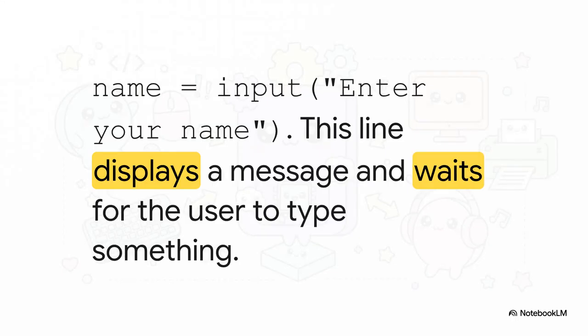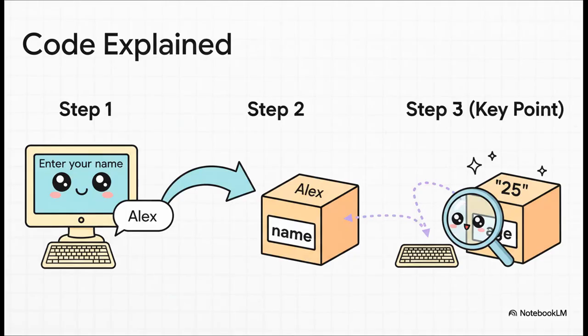Okay, time for some real code. This one little line is a perfect example of a program listening. It looks super simple, but there's actually a few important things happening here that we need to unpack. So, let's follow what happens. First, the program puts the message "enter your name" on the screen, and then it just waits. As soon as you type your name, say Alex, and hit enter, that text gets tucked away into a little storage box we call a variable, in this case, one called name.